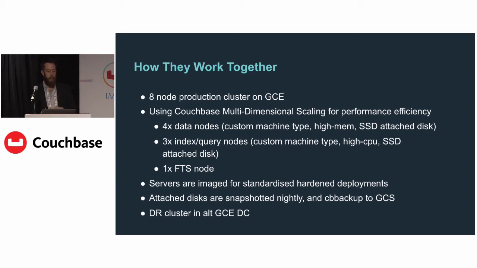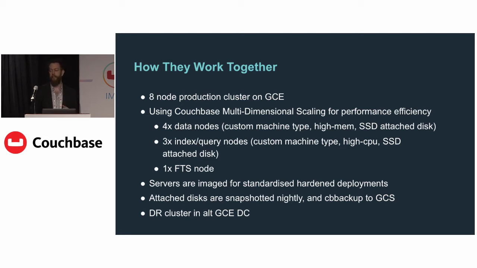So multi-dimensional scaling gives us the ability to have very strong performance efficiency. By performance efficiency, I'm talking about how much cost, what is our return on investment on how much we're having to spend for the performance we're getting. And so there are two factors here at play. One is the ability for multi-dimensional scaling within Couchbase to work very well, and the second is the way the machine types in Google Cloud Platform work.